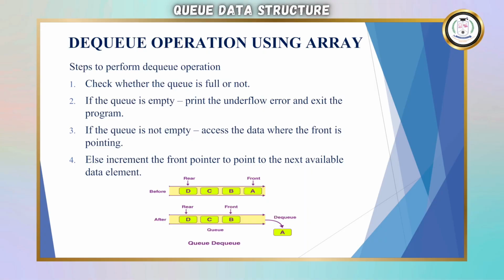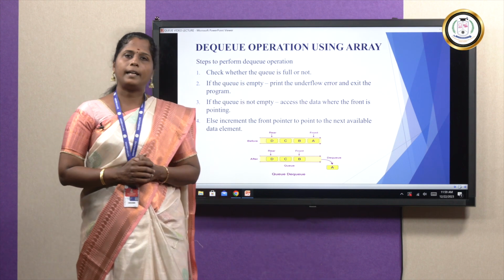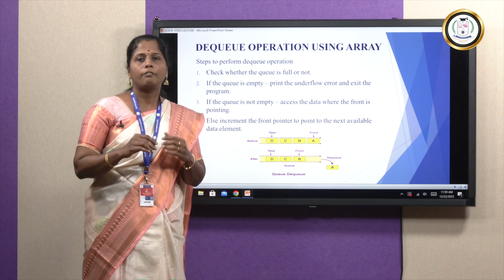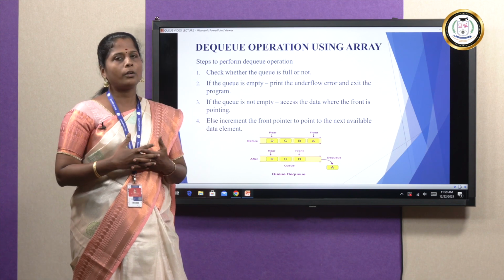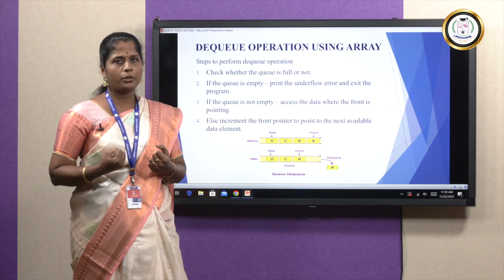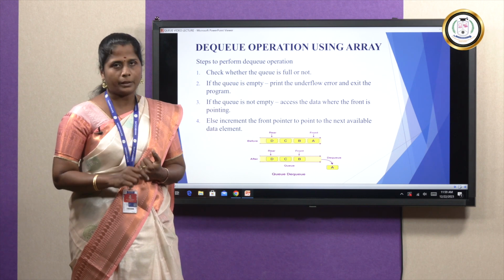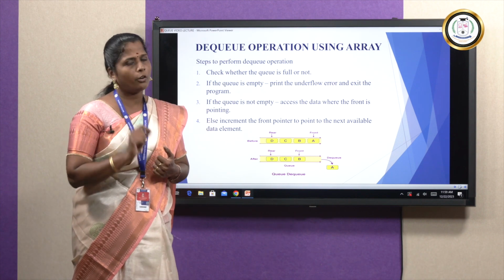Next, we will look at how the delete operation works, deleting an element by using an array. In this scenario, when we are deleting an element in an array, we won't check whether the queue is full or not. We will check whether the queue is empty, because when a queue is empty, we cannot delete an element from it. So for that reason, we check whether our queue is empty. If it is empty, it will display an error message, an underflow error message.